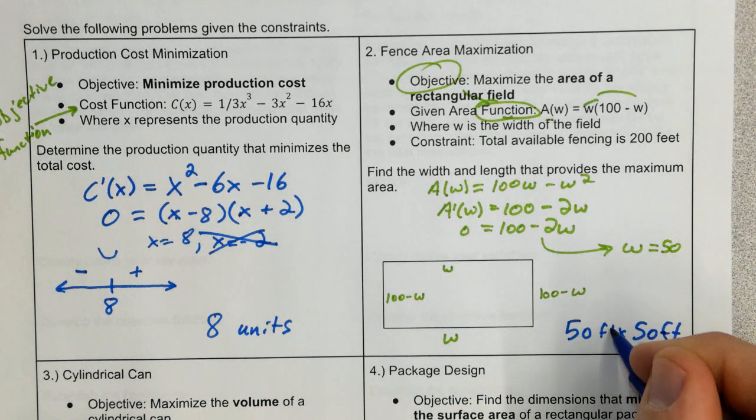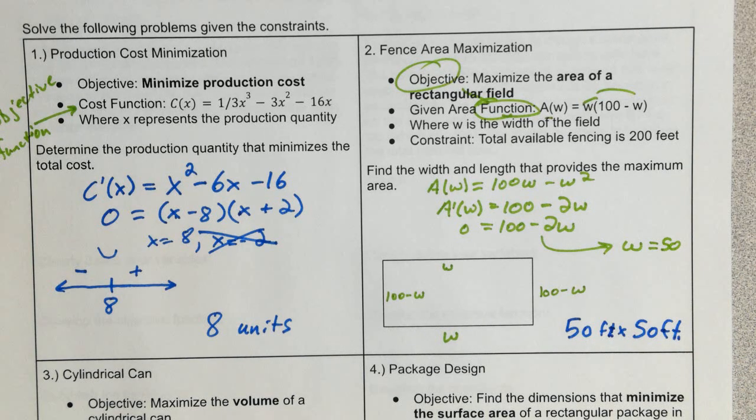50 feet by 50 feet. Okay. All right, so that is how we would approach that one. This one happens to be a square, maximizes the area there.